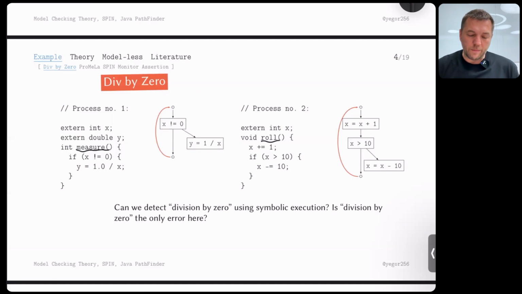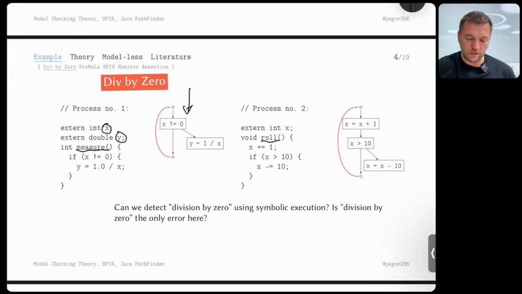So measure is doing, it is taking the external variable, which is global. So there are two global variables for both processors. The first one is x, the second one is y. So the function measure is checking the value of the variable x, and if the x is not equal to 0, then it sets into the variable y 1 divided by x. So it's pretty simple code, and this is the control flow graph for this code.